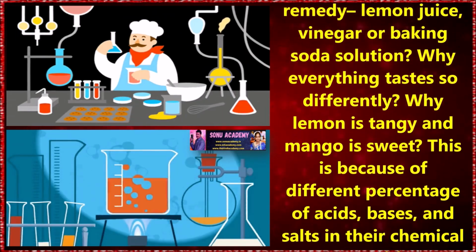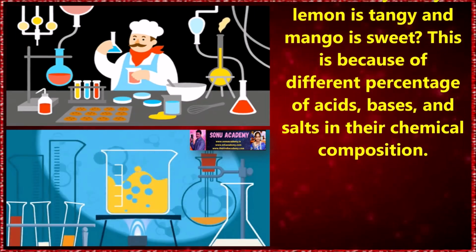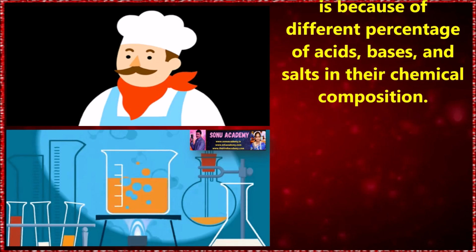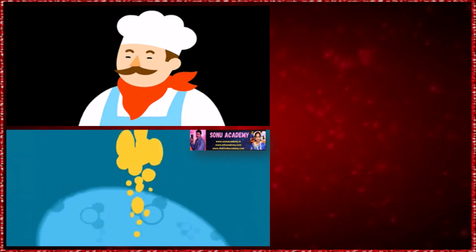Why does everything taste so different? Why is lemon tangy and mango sweet? This is because of different percentages of acids, bases and salts in their chemical composition.